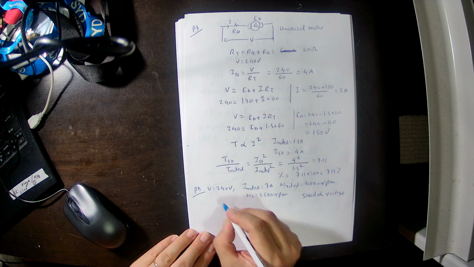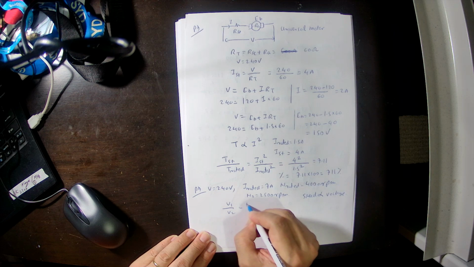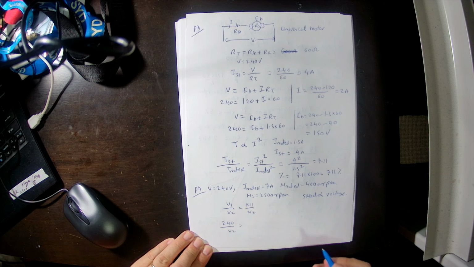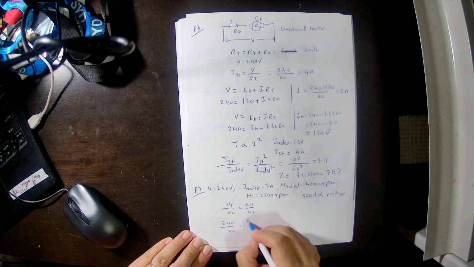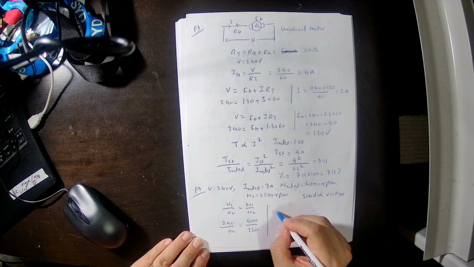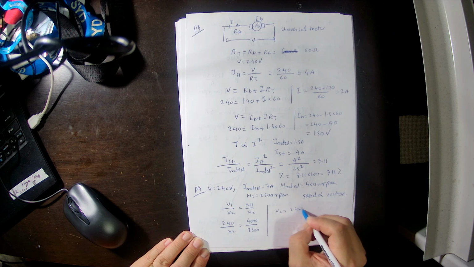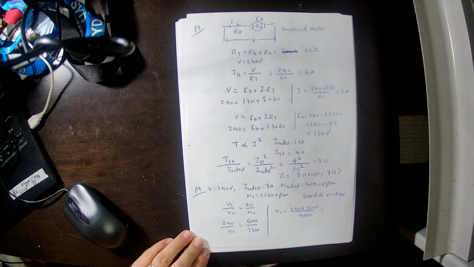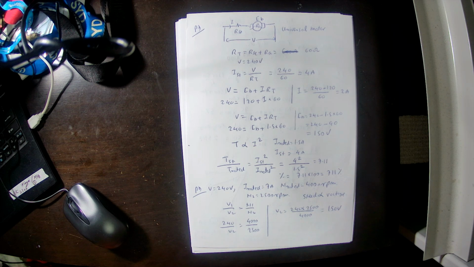So we can write down the equation: V1 by V2 equal to N1 by N2. So V1 is 240 volt, V2 is unknown, N1 is 4000 RPM, N2 is 2500. So V2 equal to 240 multiplied by 2500 divided by 4000. So that will be 150 volt. Answer.